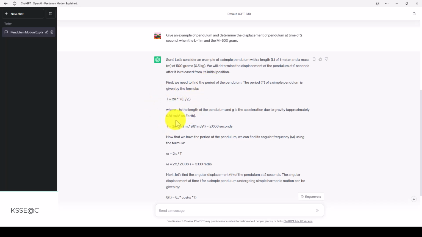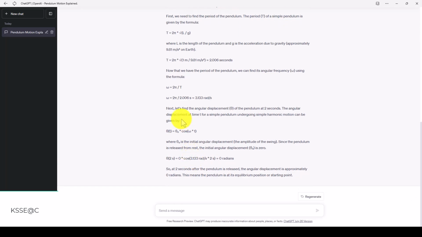Now that we have the period of the pendulum, we can find its angular frequency. Now we're using this equation, and the good thing is ChatGPT provides all the equations for you, and then you will get the natural frequency, the angular frequency, 3.133 radians per second. And then next let's find the angular displacement of the pendulum at 2 seconds. Now we will determine this one, theta of t, where theta 0, which is the initial boundary condition, is going to be 0, times a cosine, where theta is the initial angle, then put it to 0, so this will be 0.